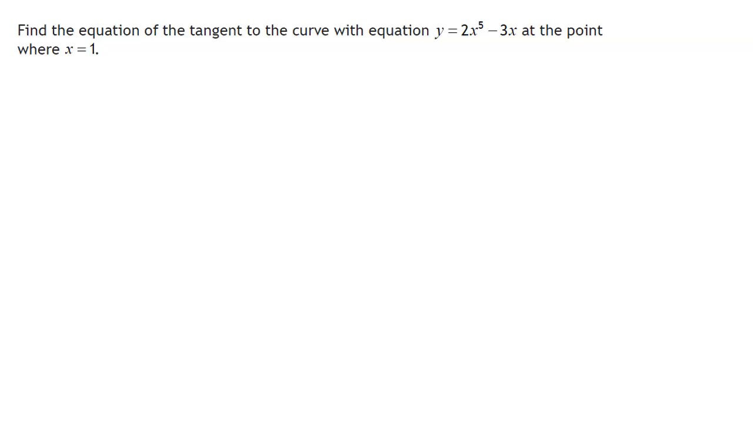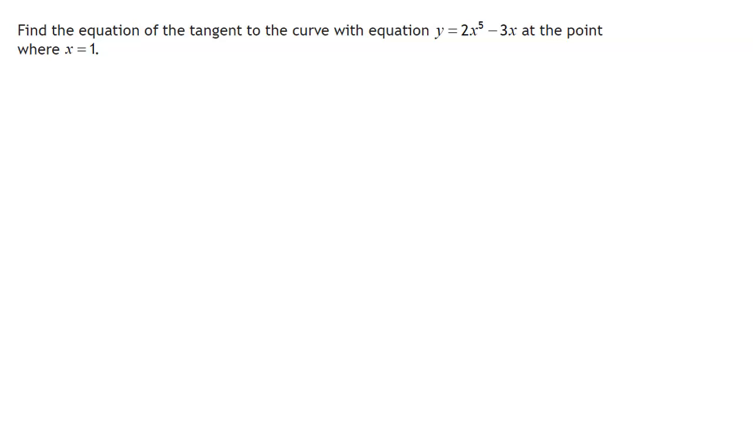So in this one, we're looking to find the equation of a tangent to a curve, given the equation of the curve itself and at which point it meets. So what we need to do here is we need a couple of bits of information. Again, it's the equation of a line. So for the equation of a line, we need the gradient and we need a point on the line.